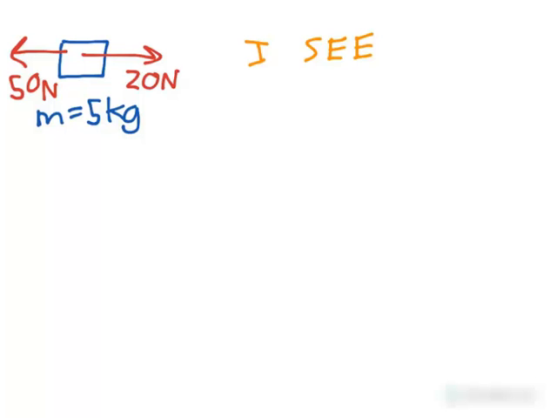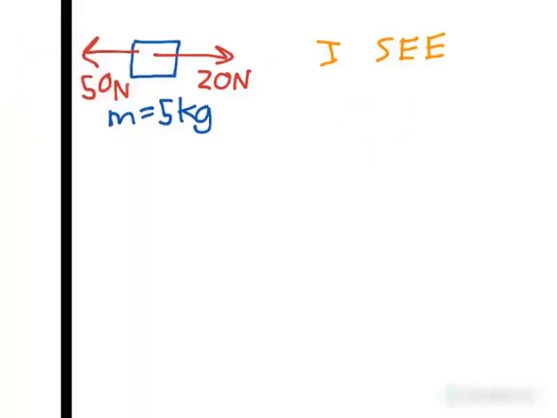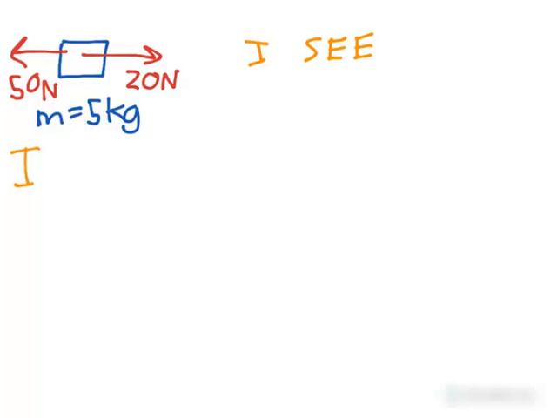To solve this problem, we're going to be using the IC method, which is going to be identify, set up, execute, and evaluate. So first, let's go ahead and identify a few things. We are given a force in two different directions. So we can say this is force positive and force negative. Let me go ahead and redo that so it looks a little bit better.